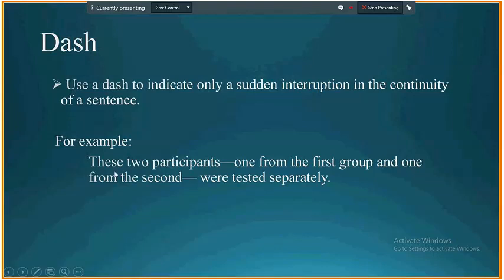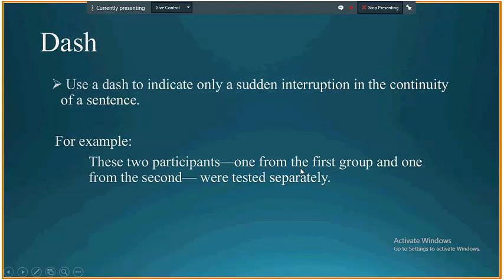For example, two participants, one from the first group and one from the second, were tested separately. In this example, between these two participants, a dash is used. Here we need some sudden interruption, a sudden break or sudden rest. So we use a dash here: two participants, one from the first group and one from the second, were tested separately.